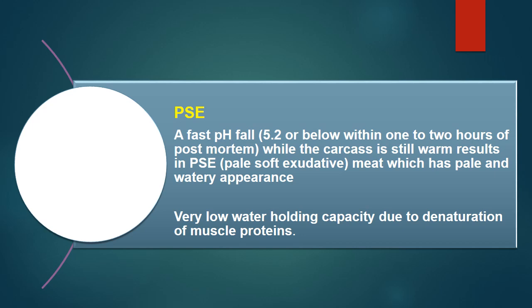So this is a common abnormal condition due to stressful conditions before slaughter, which is leading to low water holding capacity and exudation of water, and due to denaturation of protein at a low pH and high temperature. So we will discuss more details. So here I am giving an overall idea about the meat quality aspect.